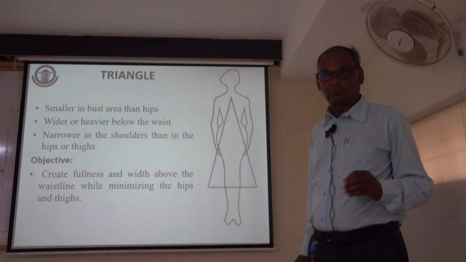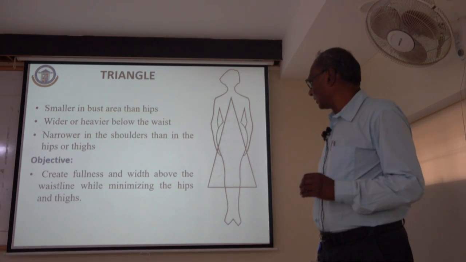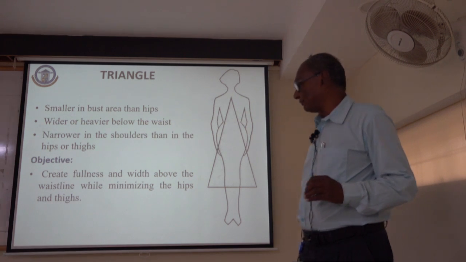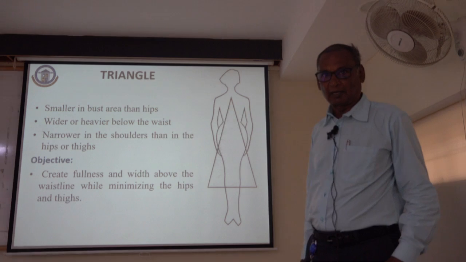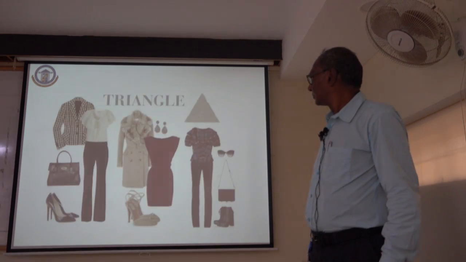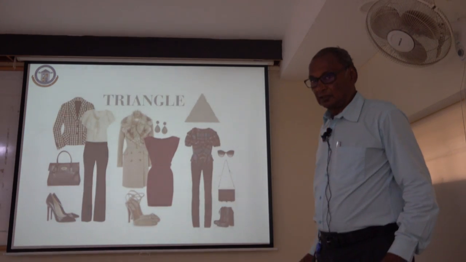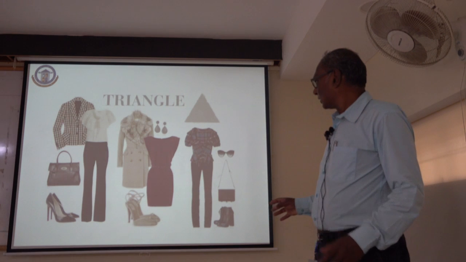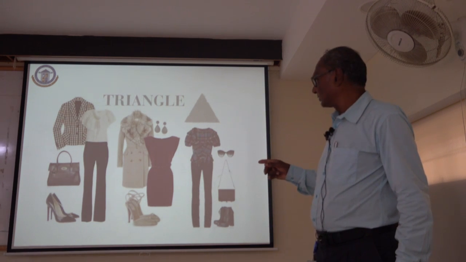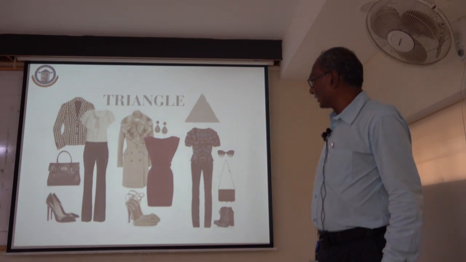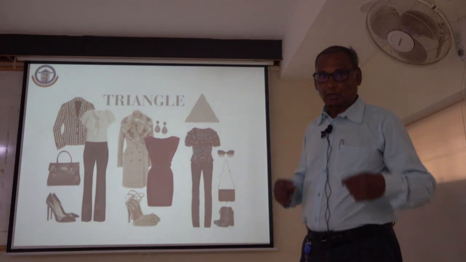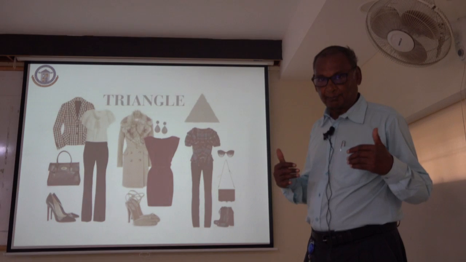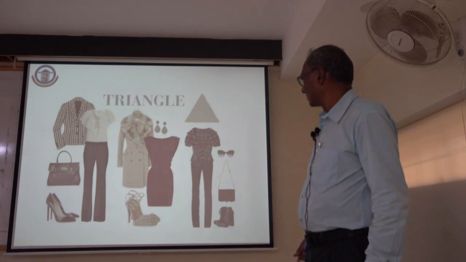So what to do for a dress for this structure? Create fullness above the waistline and minimize on the hips. We'll go to the example, you will understand better. Just look at this. You will be surprised to know the pant she is wearing is tight. The top she is wearing is white, with a scalloped collar, to show a bigger chest.